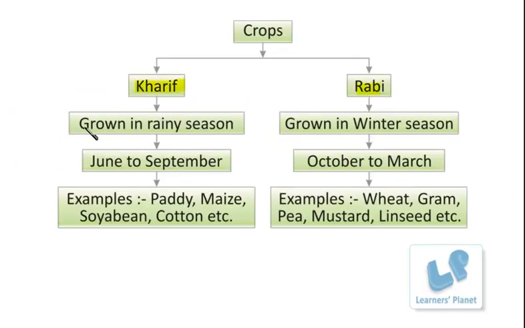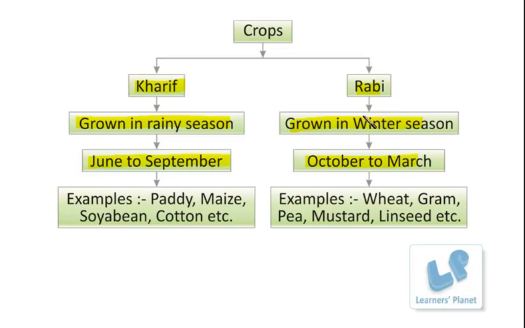Kharif is a type of crop which is grown in rainy season. That means if we consider our country, that is India, then it is somewhere near about June to September. So during June, there is the sowing period. The seeds are sown in this particular period when there is the onset of rainy season, and then it is allowed to grow further. Whereas rabi crops are grown in winter season, right? That means it is somewhere around October to March. Of course, according to our country.